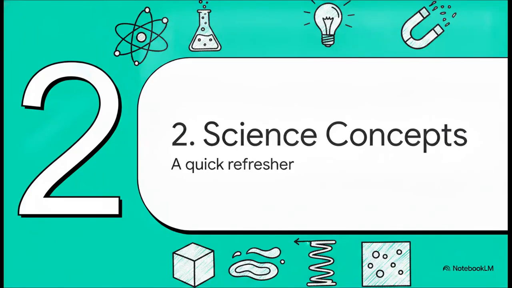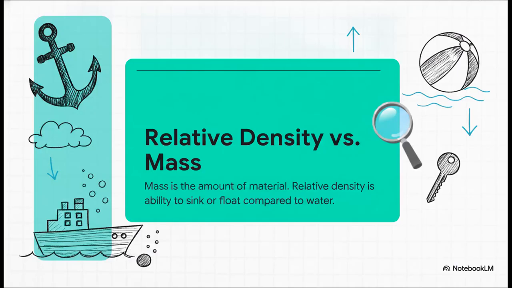Moving right along to Section 2, Core Science Concepts. Okay, so the absolute most crucial point to grasp right out of the gate is the distinction between mass and relative density. Mass is simply the amount of material inside an object, just how much stuff is there. Relative density, at least in the context of 5th grade, is strictly about an object's ability to sink or float when compared to water. That's it. Massive objects can easily float, and objects with very little mass can sink like a stone. It is all about density, not just the weight or the amount of material.